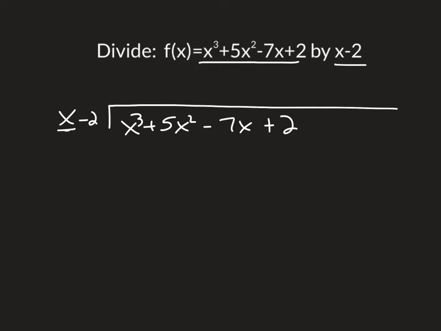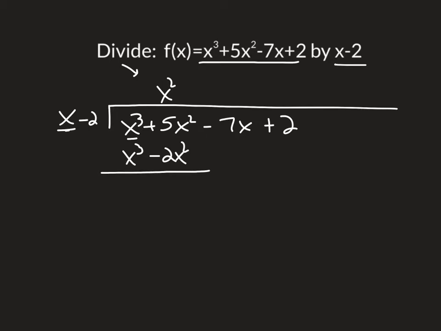Always start with the first term out here, the x, and look at the first thing in here, x cubed. You have to ask yourself, what do you multiply x by to get x cubed? And the answer is x squared. And that goes on the top. Anytime you put something on the top of your division bar, you're going to multiply by everything in the front. So x squared times x is x cubed. x squared times negative 2 is negative 2x squared.